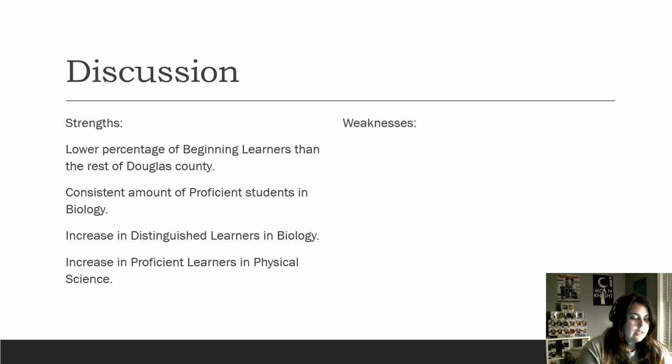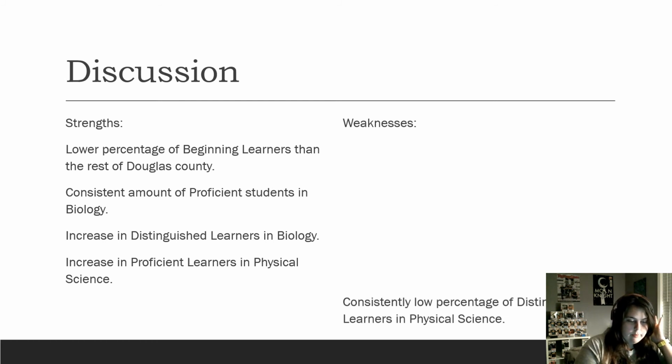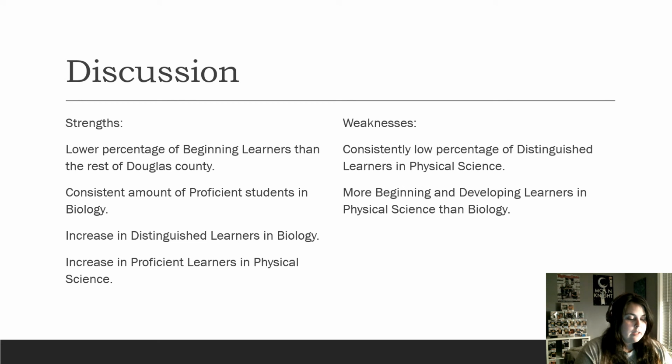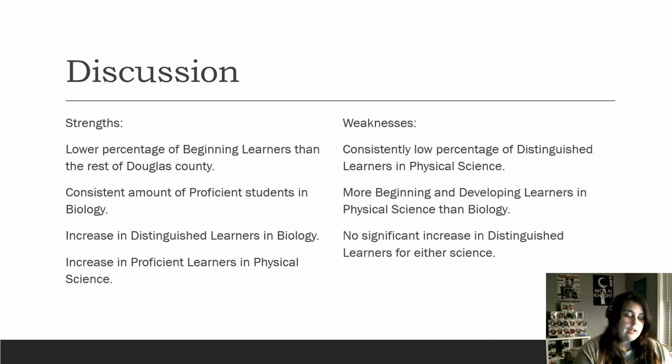But some of our key weaknesses, areas to work on: consistently low percentage of distinguished learners in physical science, and that's where we want to push our students. We want to push them into the proficient and distinguished learner range. We have more beginning and developing learners in physical science than biology, and there is not a significant increase in distinguished learners for either science, so that's what we're working towards. We want those students to fall into those higher categories. We want them to meet the standards at the minimum and excel beyond that.